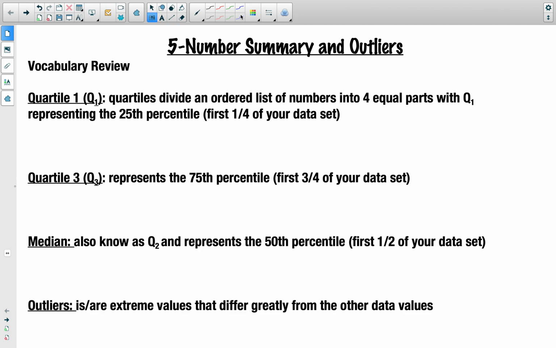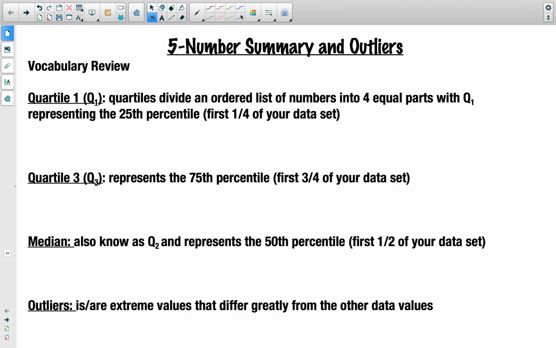So for the first AP Stats review, I've chosen to talk about the 5-number summary and outliers, box plots. They're generally multiple choice questions that deal with those topics, as well as FRQs. So let's do some vocabulary review first, starting off with quartile 1.